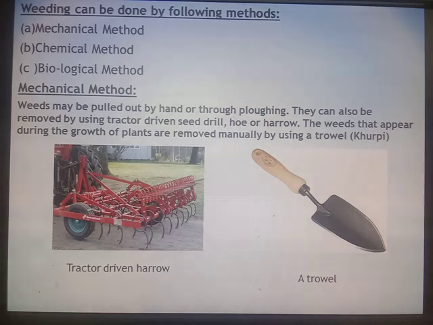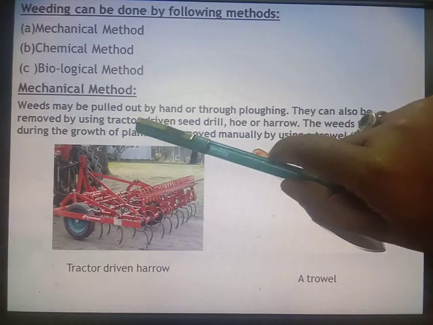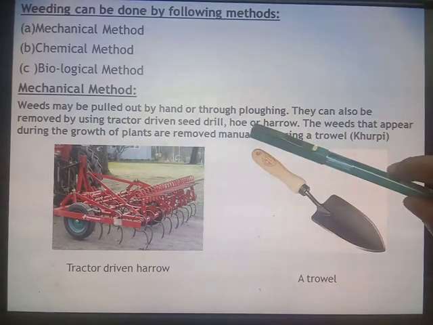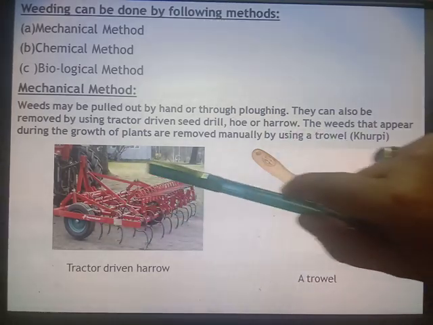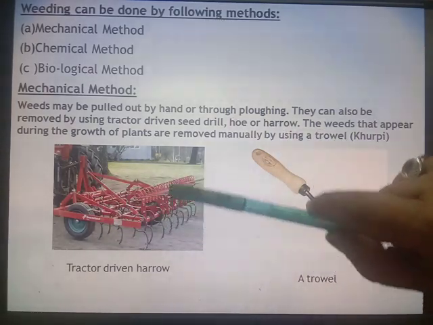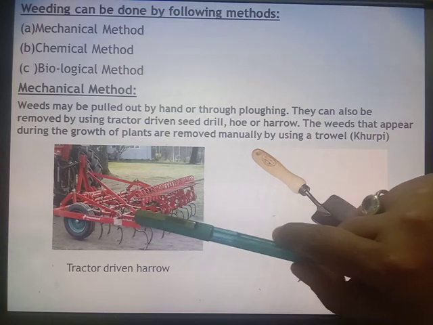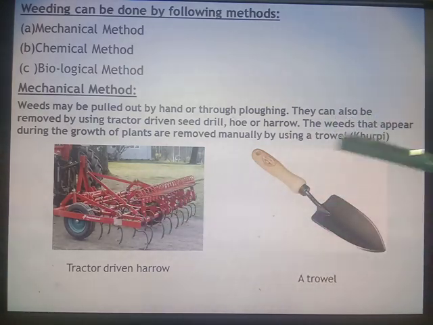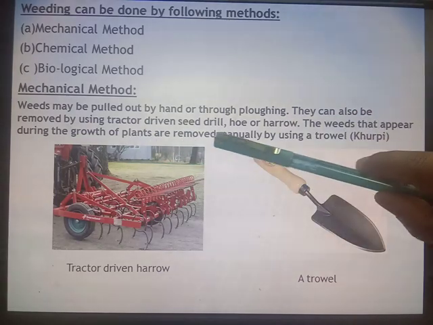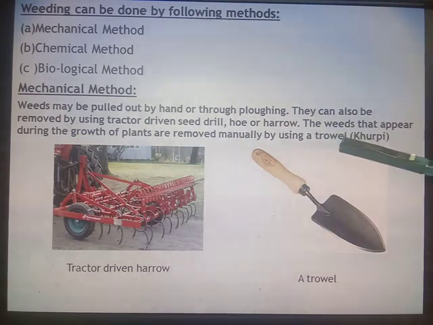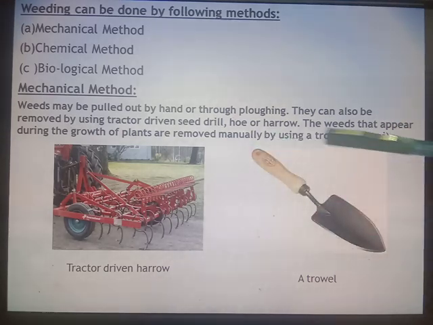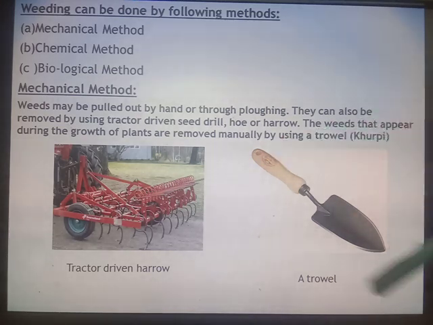So I am taking firstly the mechanical method. Weeds may be pulled out by hand or through plowing. We have studied plowing. They can also be removed by using tractor driven seed drill, hoe or harrow. You can see this instrument. This tool is known as harrow. The weeds that appear during the growth of plants are removed manually by using a trowel, which in Hindi is known as khurpi. You must have seen this kind of tool at your home or in your school. So this is known as khurpi.